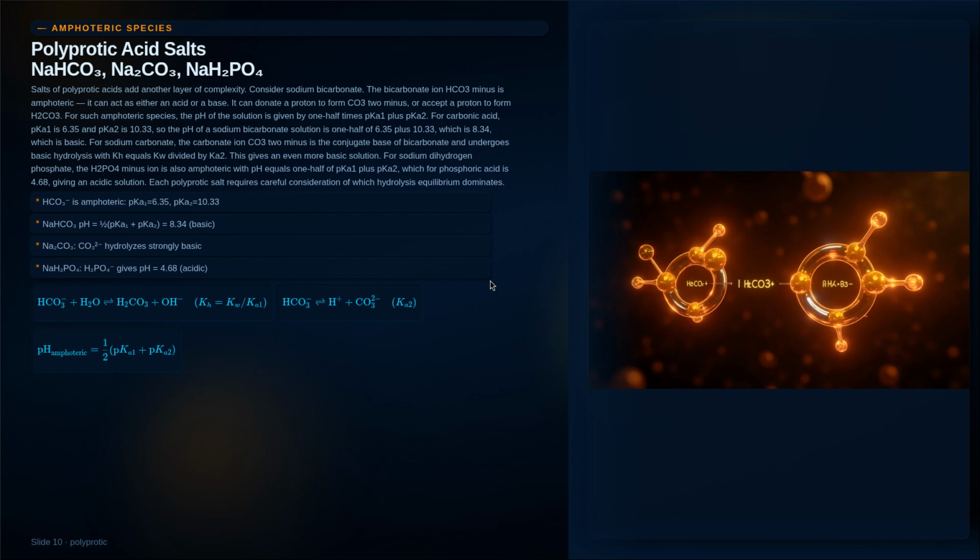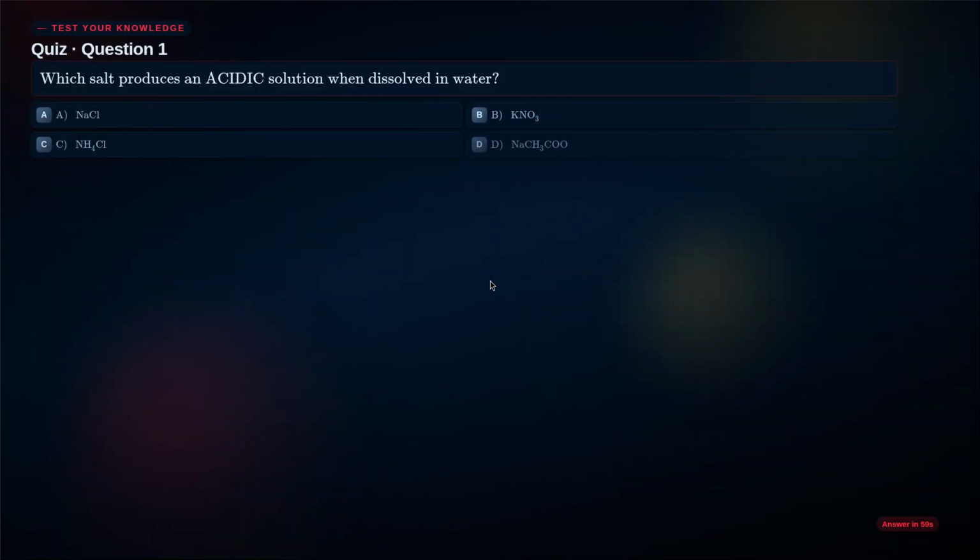For sodium dihydrogen phosphate, the H2PO4- ion is also amphoteric with pH equals 1/2 of (pKa1 plus pKa2), which for phosphoric acid is 4.68, giving an acidic solution. Each polyprotic salt requires careful consideration of which hydrolysis equilibrium dominates.